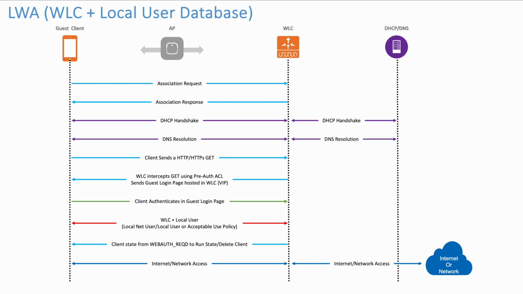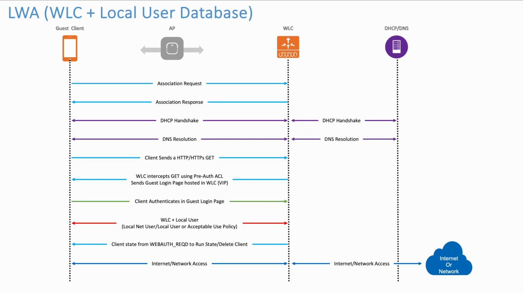When this client gets moved from WebAuth required to run state, if you have a pre-auth ACL, that pre-auth ACL will also be removed, because pre-auth ACL is applicable during the WebAuth required state. Even if you have it or if you don't have it, this is the time the client will be able to access the internet in a normal way. This is the entire flow in local web authentication with a local user database on the WLC.